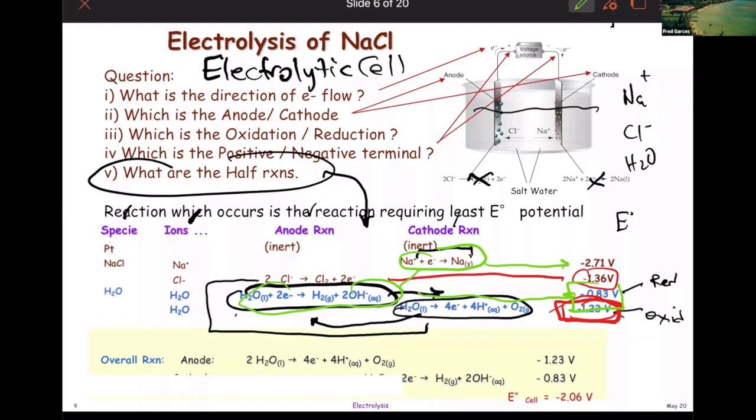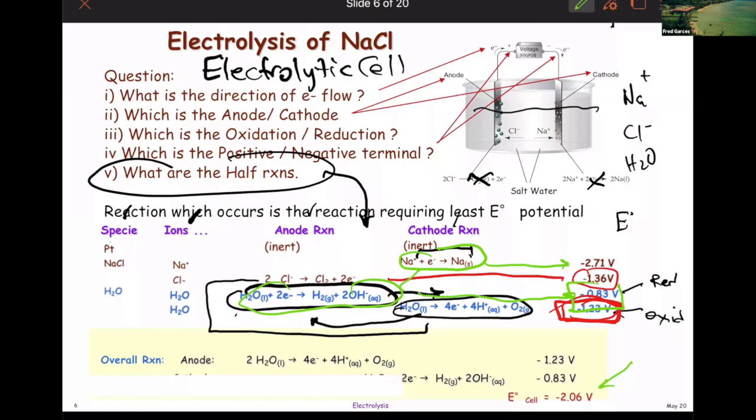What you end up doing is doing neither, because the water will go in there and split before you can furnish enough energy to get the sodium and the chloride to undergo chemistry. And it is the path of least resistance. That would be the chemistry that occurs.